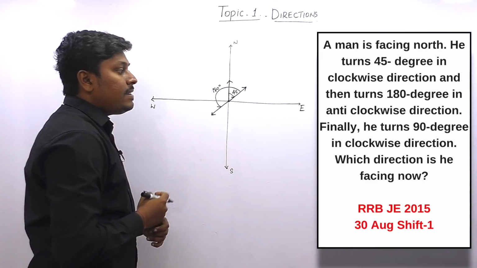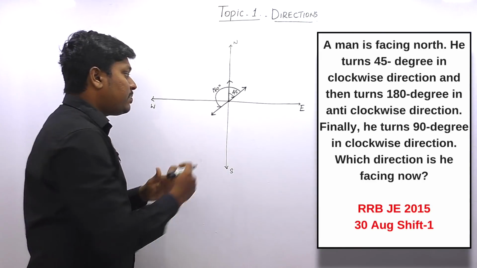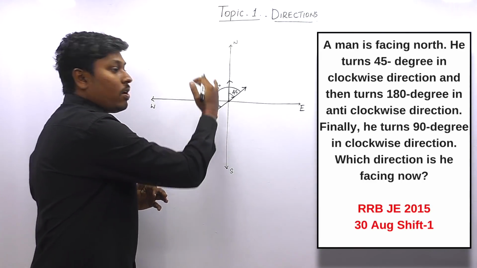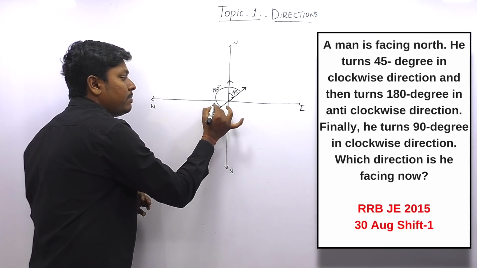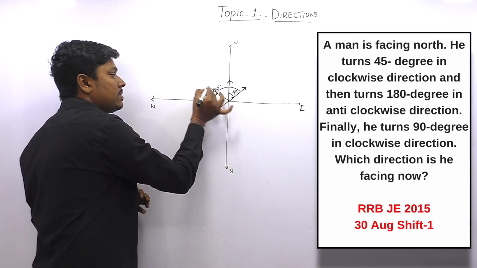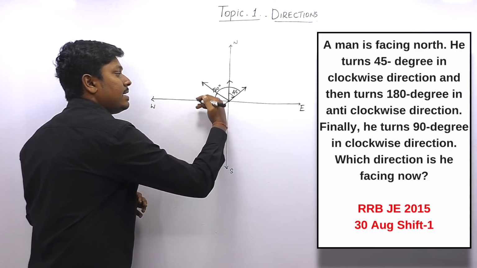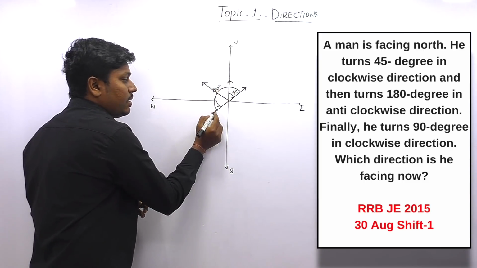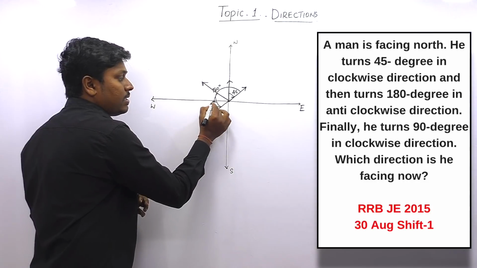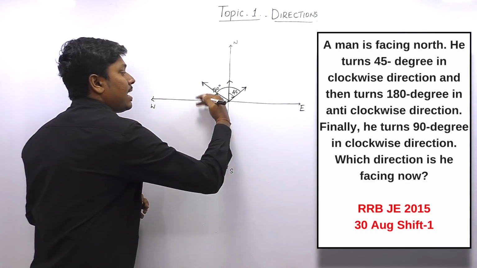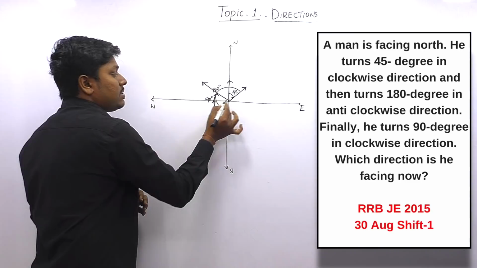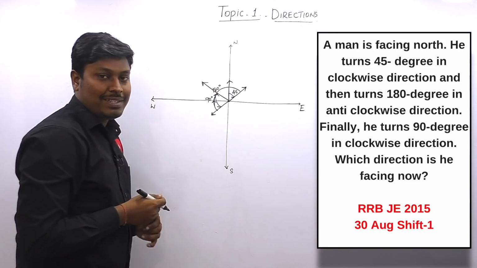Finally, he turns 90 degrees in clockwise direction. So from this point, he is turning 90 degrees in clockwise direction. Remember that this will be 45 and another 45. So he will be facing in this direction. Friends, got it? From this point, he is turning 90 degrees clockwise. So this will be 45 degrees and this will be another 45 degrees. So in total it will be 90 degrees. So finally now he is facing northwest direction.